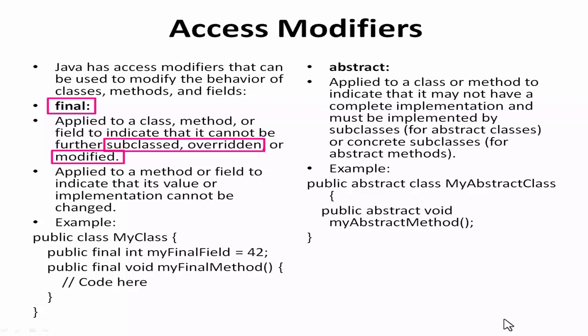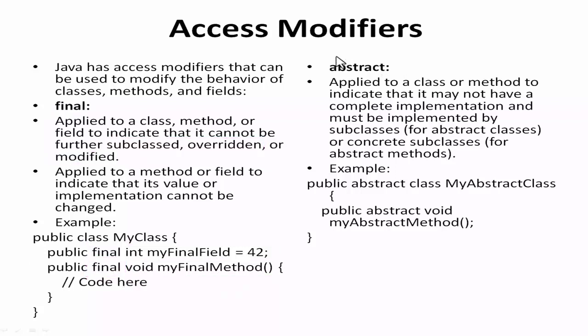For example, here we declare an integer myFinalField which is 42. 42 is assigned as an integer, and before integer you have final. If you declare a variable as final and assign a value 42, that remains constant. And if you declare a method, void myFinalMethod, with final before the method, that particular method cannot be changed.